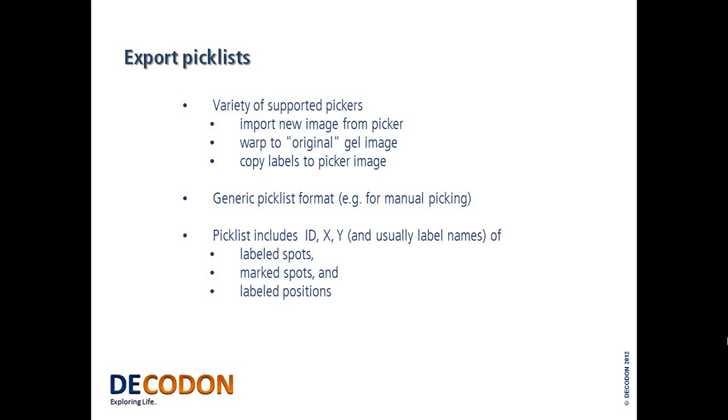appearing on the picker. If you don't have a picker, you can also use a generic picklist format just to export the list for manual picking, for example. The picklist includes typically an ID, the X and Y coordinates, and usually also the label names that we have assigned to the spots. And you can export picklists that include the labeled spots, the marked spots, and also the labeled positions, which means that you do not have to detect spots on your images at all.